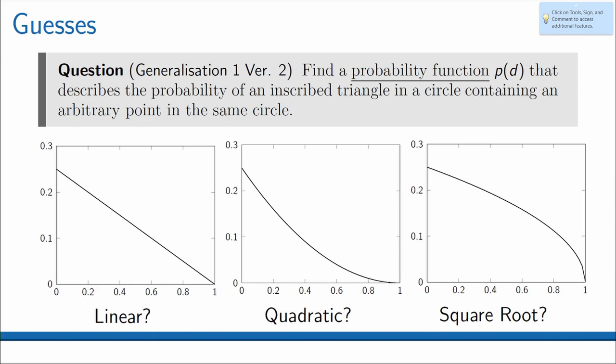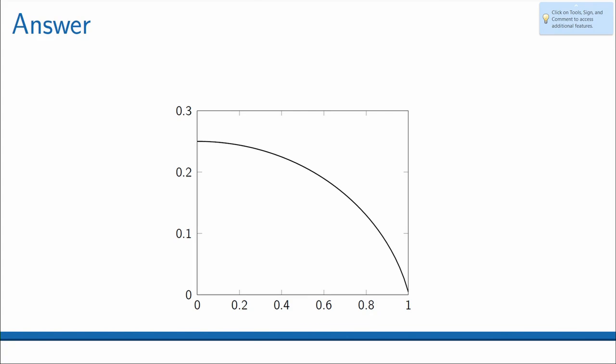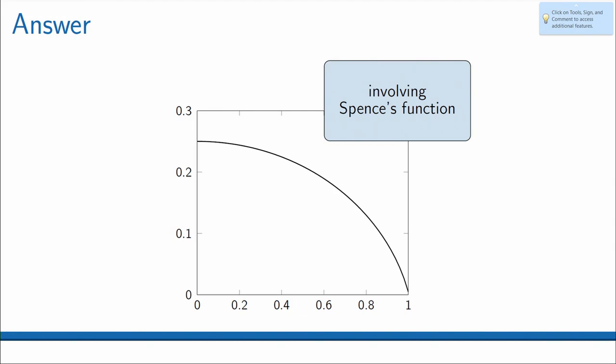And therefore, we have our second version of the problem, which asks us to find a probability function P(D) to describe the probability. Some first guesses are: is the function a linear function, a quadratic function, or a square root function? But the answer turns out to be a graph as shown. Notice that this is not the square root function, but instead this function involves a special function called the spence function. And we'll explain why in the following section.